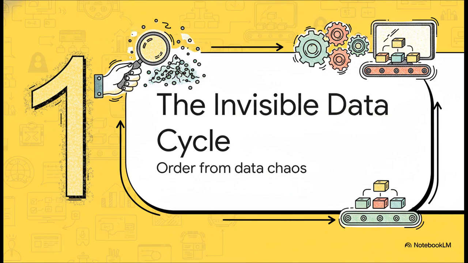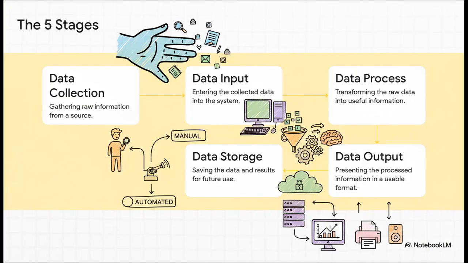This is the secret sauce. It's the system that takes all the random, chaotic bits of information, like your pizza order, and whips them into something organized, useful, and most importantly, actionable. And this whole cycle is really built on 5 key stages.